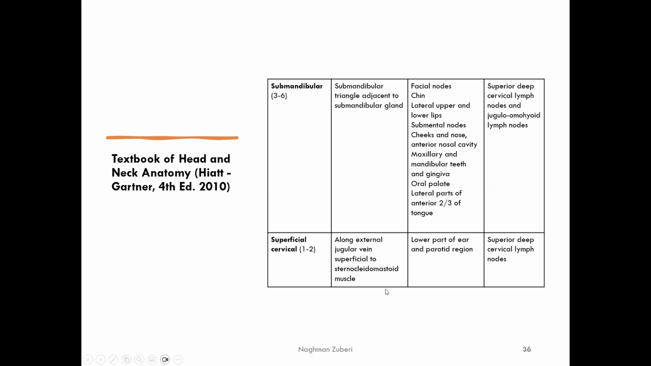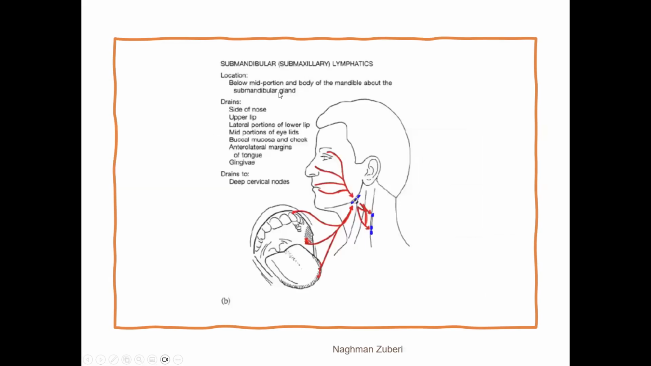Then comes superficial cervical lymph nodes. They are 1 to 2 in number, and they are situated along the external jugular vein superficial to the sternocleidomastoid muscle. They are draining the lower part of the ear and parotid region, and they are being drained into the superior deep cervical lymph nodes. Here we can see submandibular or submaxillary lymphatics.